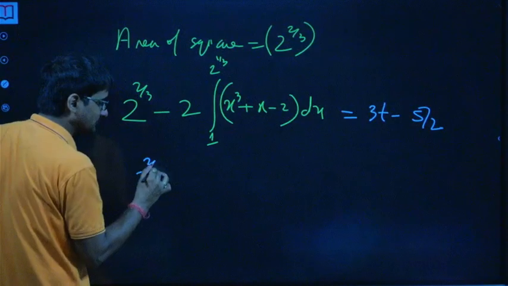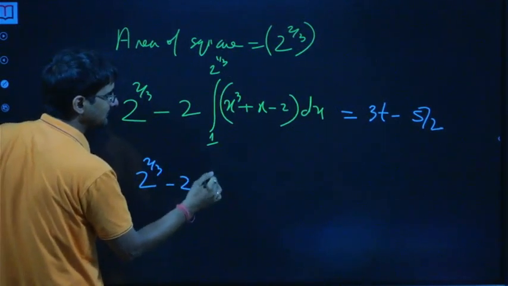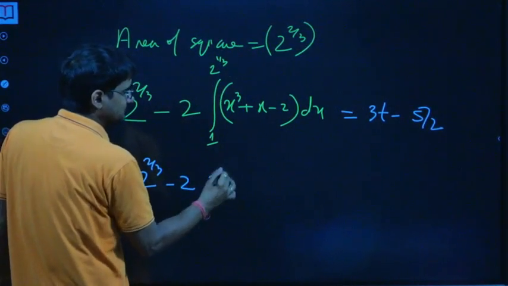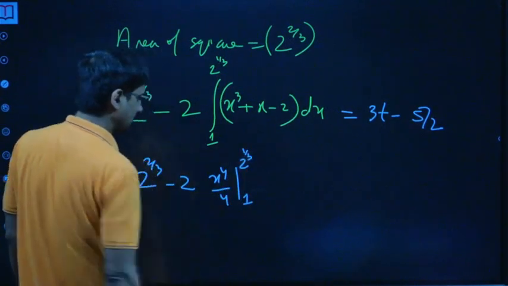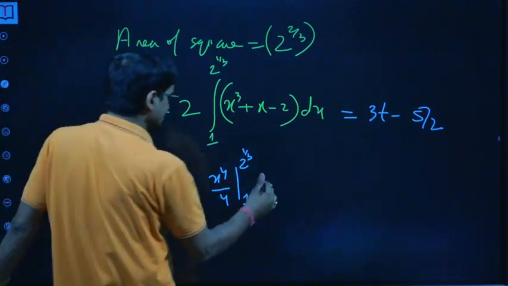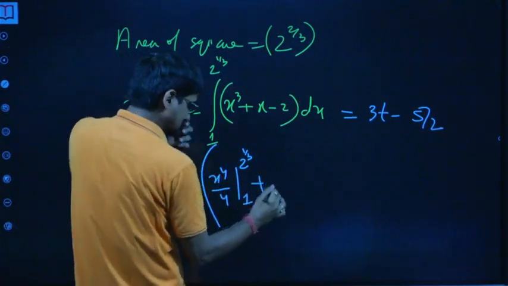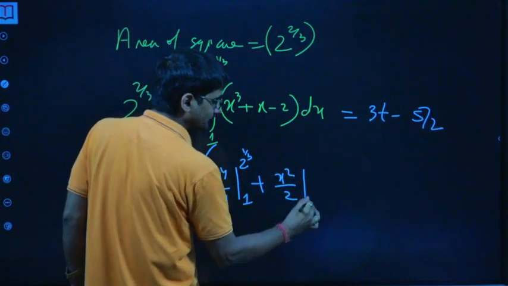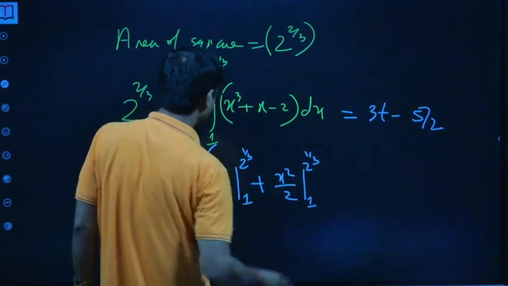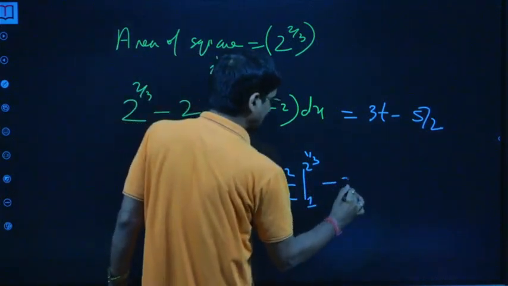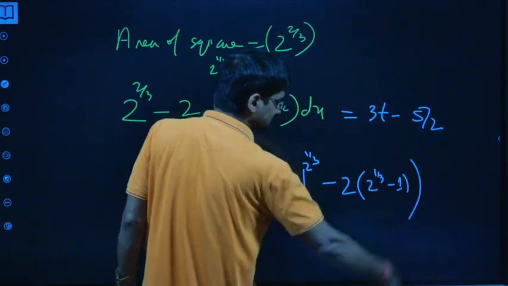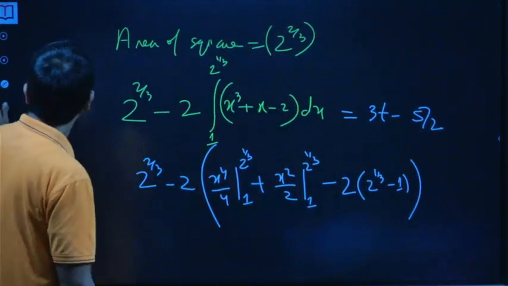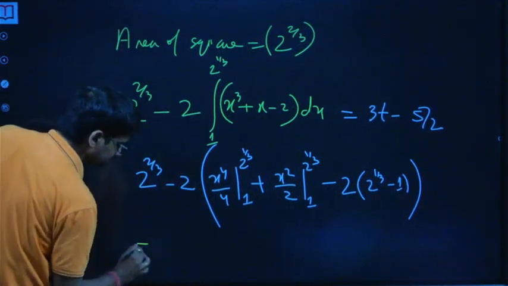So 2 raised power 2 by 3 minus 2 times x raised power 4 by 4, 1 to 2 raised power 1 by 3, plus x square by 2, 1 to 2 raised power 1 by 3, minus 2 into 2 raised power 1 by 3 minus 1.